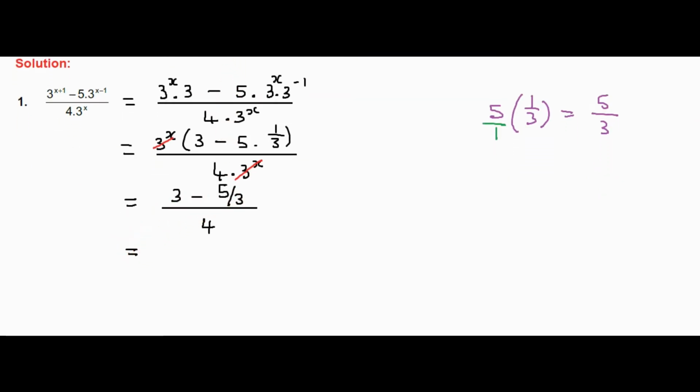We can evaluate the numerator. 3 can be written as 9 over 3. So 9 over 3 minus 5 over 3 is 4 over 3 in the numerator. And in the denominator, we have 4, which is the same as 4 over 1. The last step now is, because we are dividing a fraction by a fraction, we can multiply the numerator by the inverse of the denominator. And the 4's will cancel. So we are left with 1 over 3.